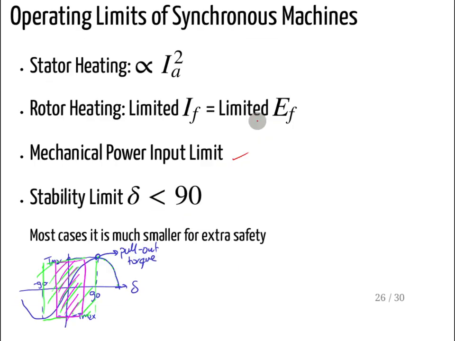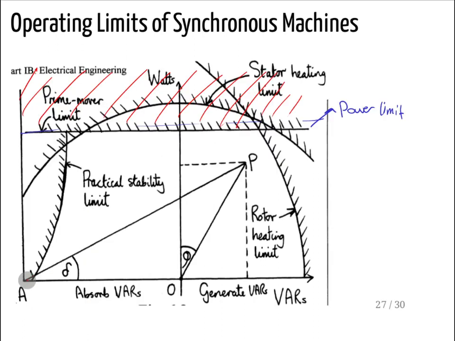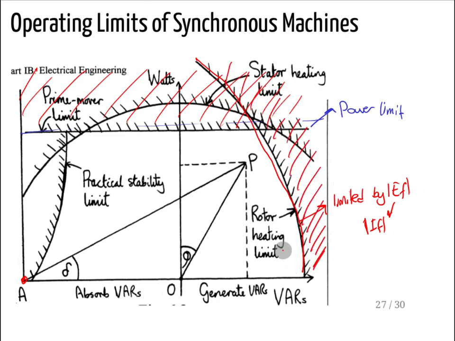The next one is the rotor heating one. IF is limited, so there's a limit to the maximum EF. This is our origin, and EF, it's not drawn here, but EF can move somewhere here, along here. That is rotor heating, limited by EF magnitude, therefore IF magnitude, so the rotor heating or saturation limit. Again, you shouldn't go beyond that position.